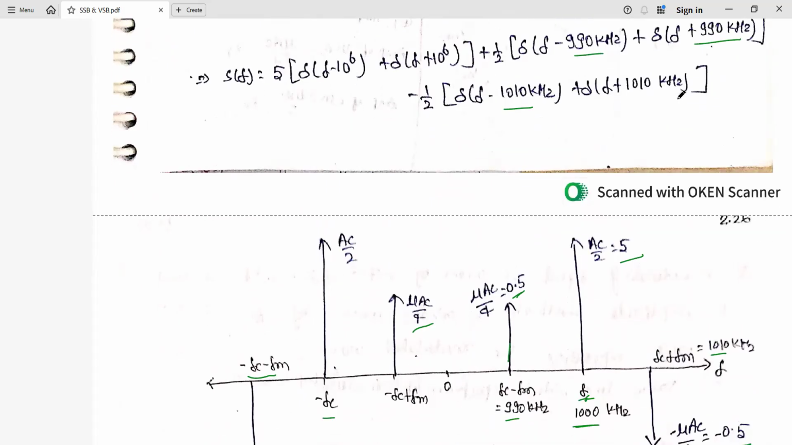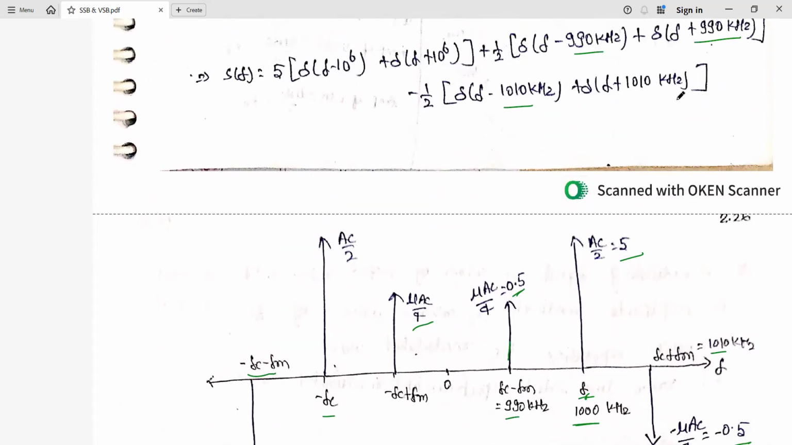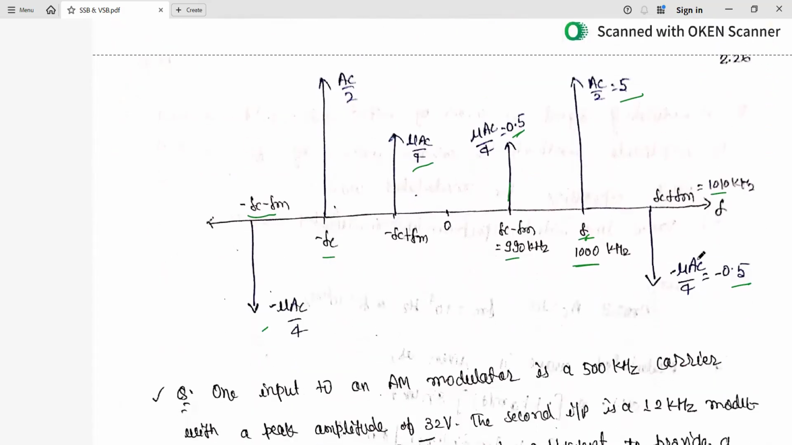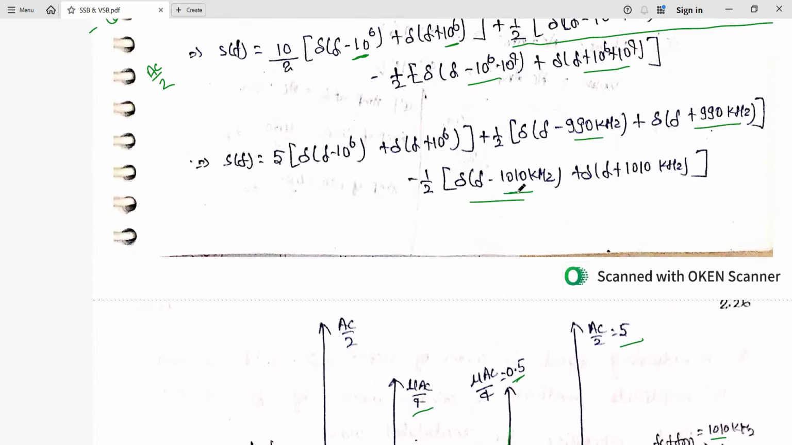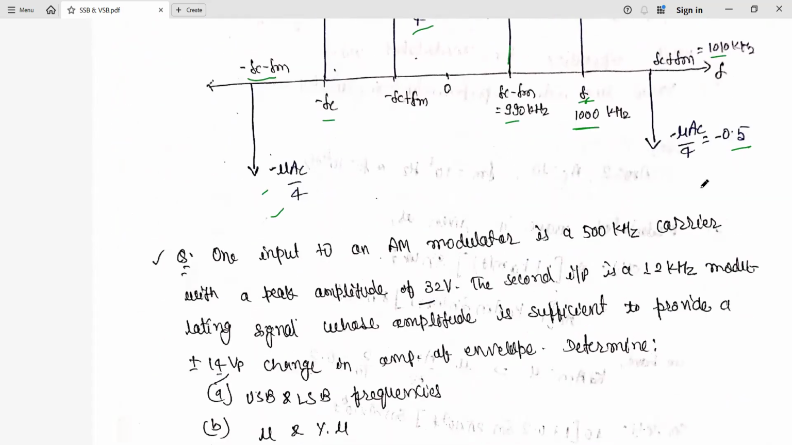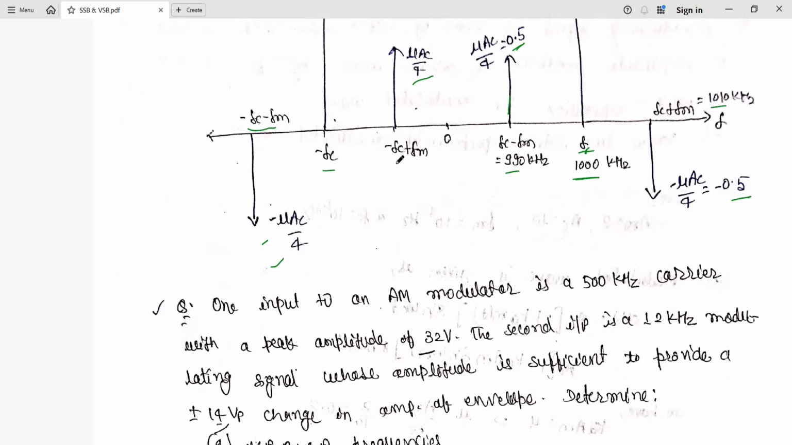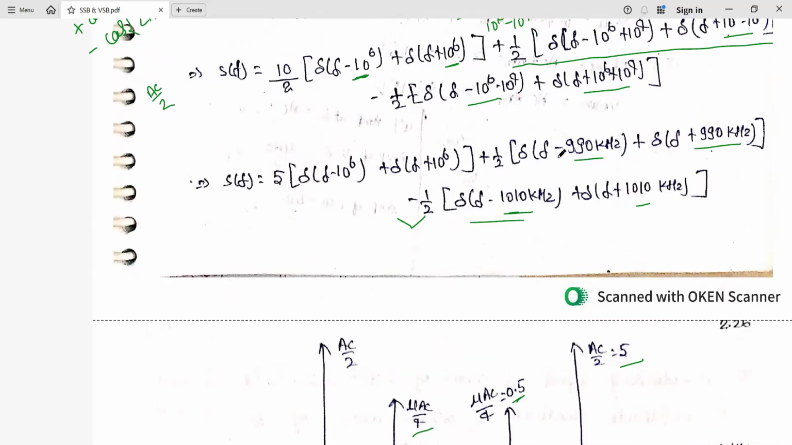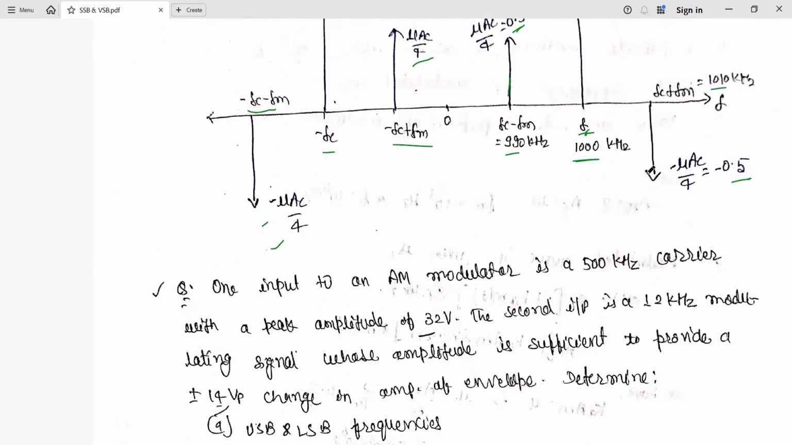Okay. One is the upper frequency, one is the lower, like we have upper sideband and lower sideband, fc plus fm. Here this part is the minus, so for this only we have a minus value. For these two values, 1010 and this again plus and minus, we have negative 1 by 2, so that is coming downwards. And this minus fc plus fm 990, that is on the upward side, so the sign is plus. So for negative and positive frequency, like this we have a spectrum.